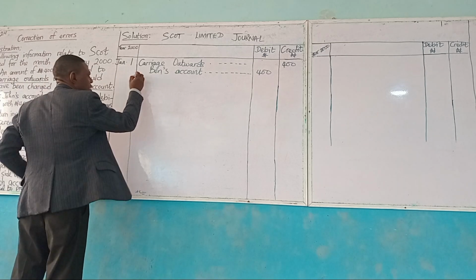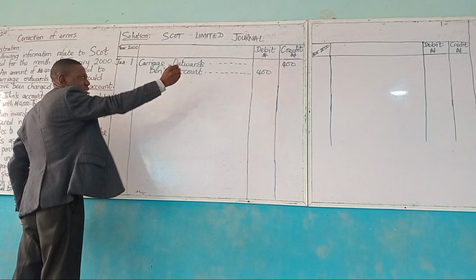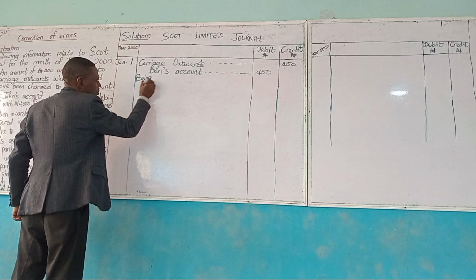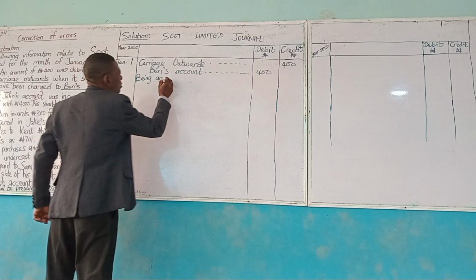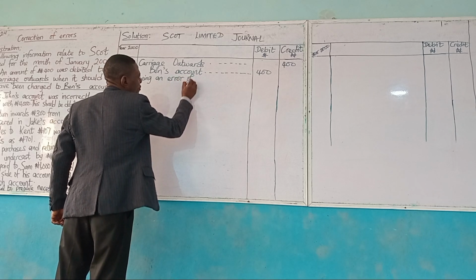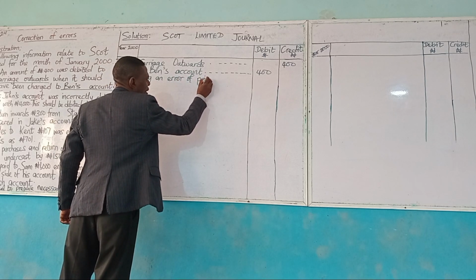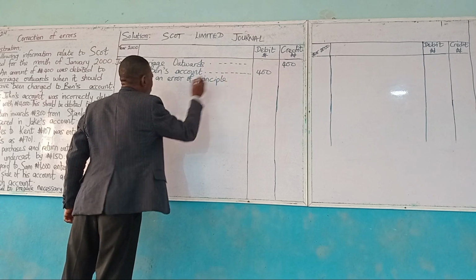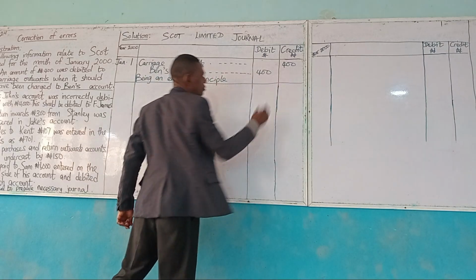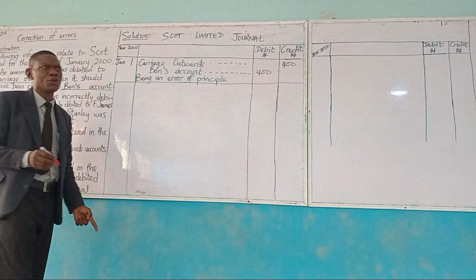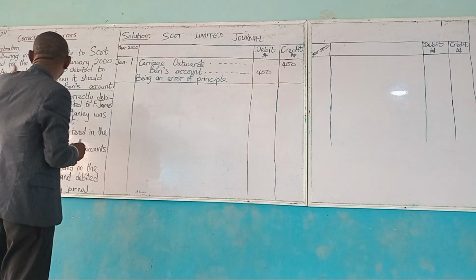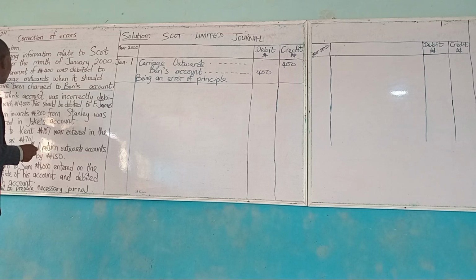So I can extract the narration from the transaction, or I can just say the type of error that it is: being an error of principle. So I can end this like that, since I'm sure it's an error of principle. But if you're not sure, then you can just extract your narration from the transaction.